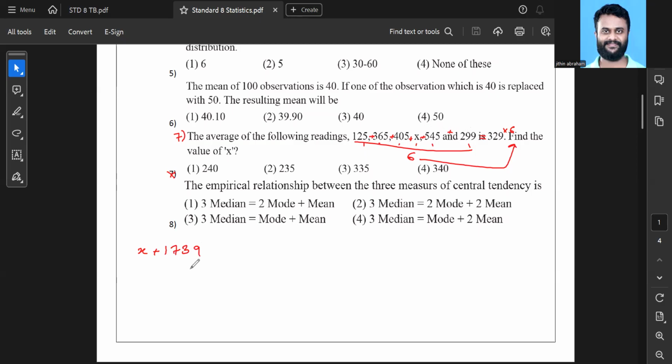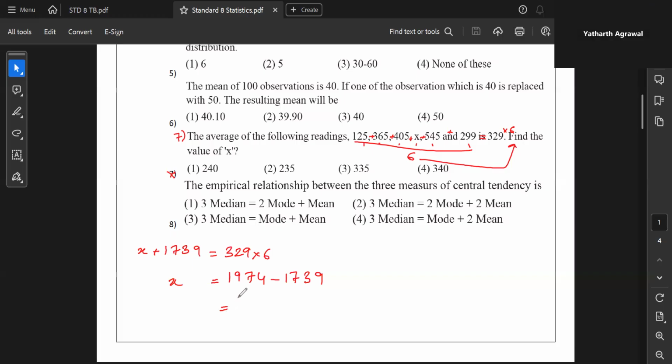So I've added all these numbers. Equals to, on the other side, I have 329 multiplied by 6. So 1974, correctly said, 1974. And when I take this number to the other side, it becomes minus 1739. And that should give you 235. And that's your answer. Option 2.